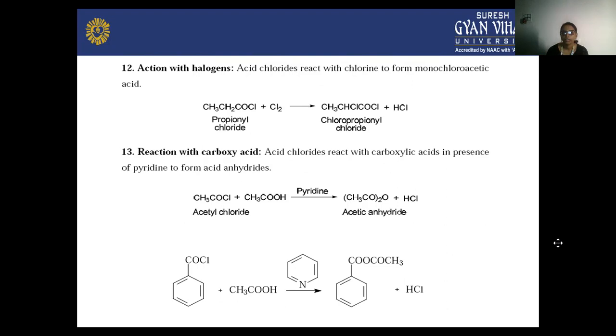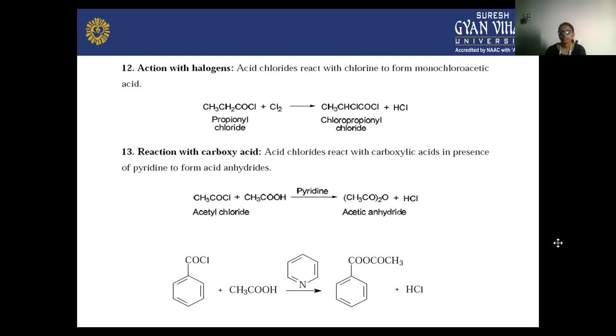Next is the reaction with carboxylic acid. So here we are treating it with the parent carboxylic acid. This derivative is reacting with the carboxylic acid in the presence of pyridine. So the acid chloride is reacting with the carboxylic acid and is getting converted to the acid anhydride, acetic anhydride, in the presence of pyridine, plus HCl is also formed here.